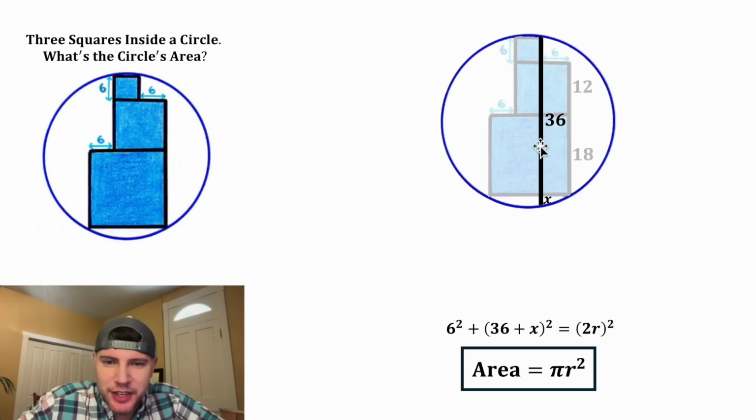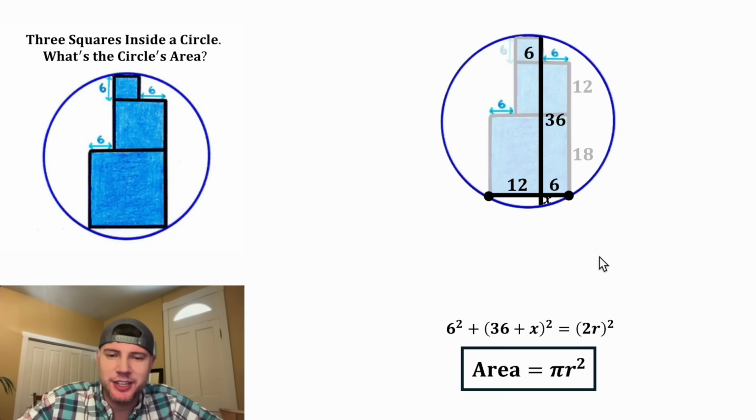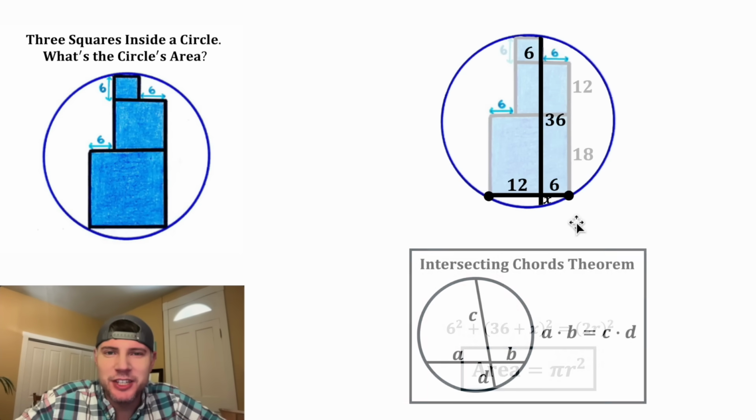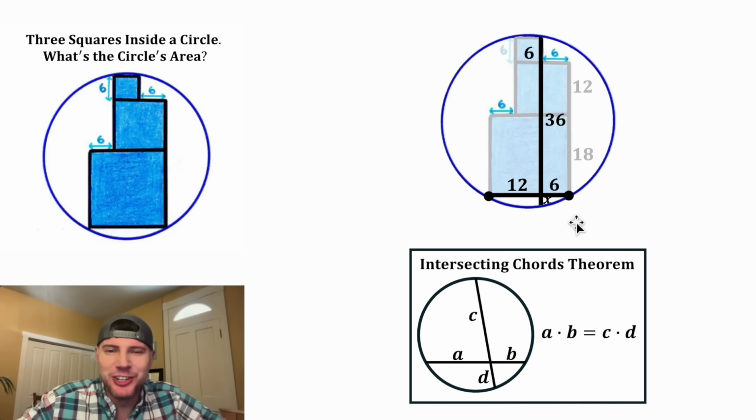We already have this chord here. Let's focus on this intersecting chord. Since this is 6 and this is 6, this is going to be equal to 12. And then since this is equal to 6, this will be equal to 6. And now we can solve for x using the intersecting chord theorem. Here's the notes right here.